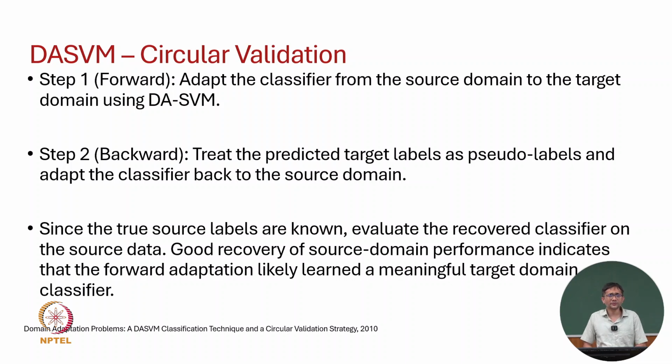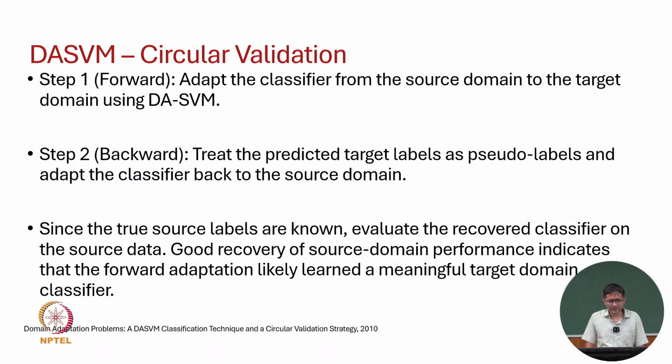if the forward adaptation failed, it's very unlikely that the backward adaptation will lead you to a meaningful classifier for the source domain, right? Because this is a two-step process. If one of the steps fails, of course, the entire pipeline fails. So this is the assumption behind circular validation.